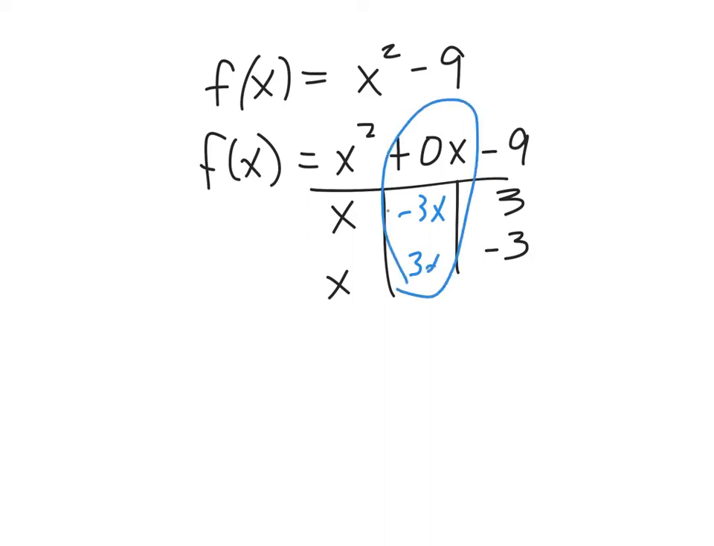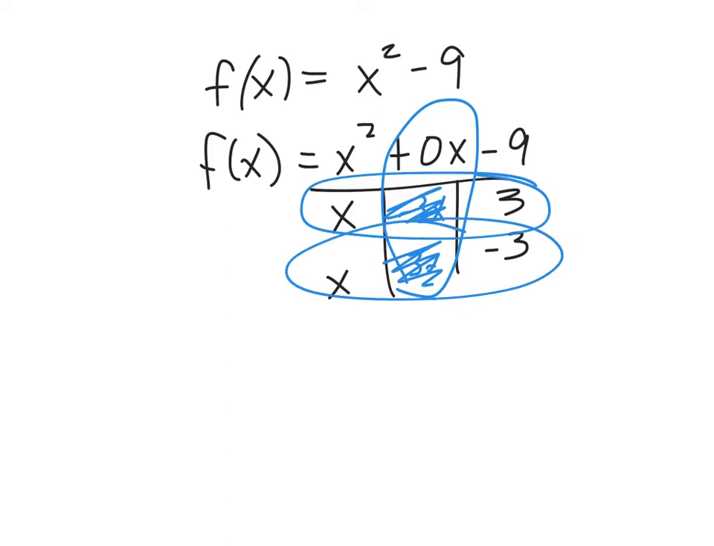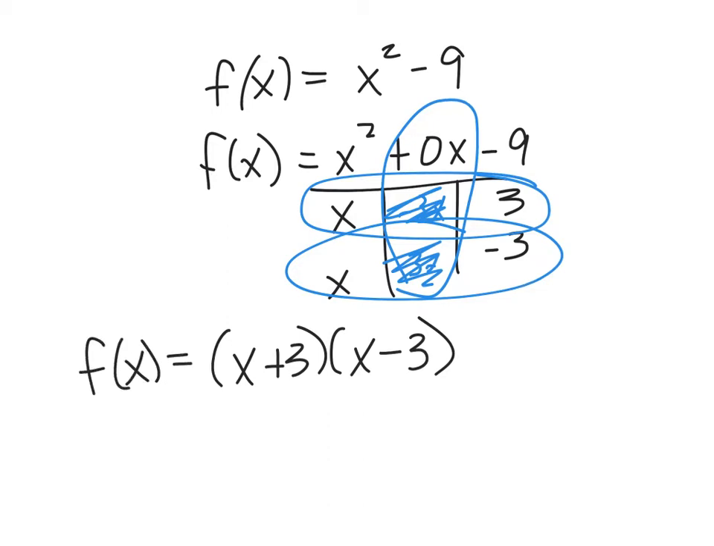So what are my factors? My factors are horizontally x positive 3 and x negative 3, which results in x plus 3, x minus 3. Okay? So all I did here is I introduced the 0 term that we were missing, and I found numbers that when they cross-multiplied, they added up to 0 because we don't have anything in the middle.